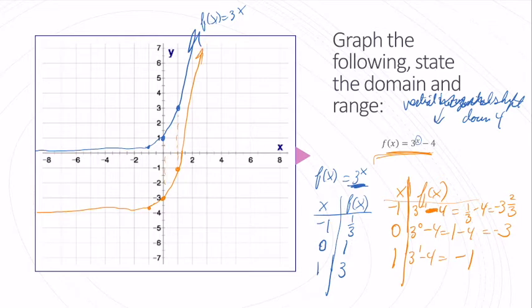My domain is all real numbers, but my range has changed, and here's why. My new asymptote is when y equals -4. So my range goes from -4, not including -4, all the way to +infinity.